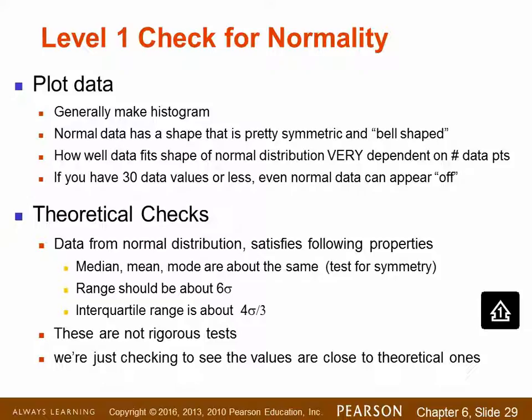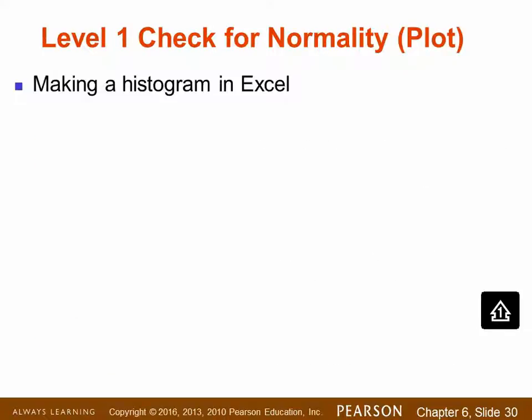Okay. So what's true about the normal distribution is it's unique in that this interquartile range is about 4/3 of the standard deviation. So I can check that. We're going to see how to do that. Okay. These aren't rigorous tests. We're just looking to see for something that's really not normal. If we're not sure, then we have to go ahead and do more serious tests, which we're not going to worry about right now.